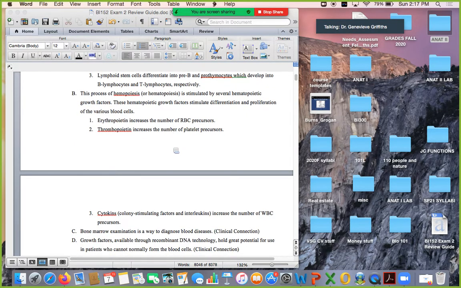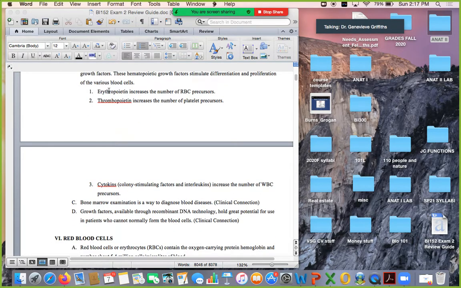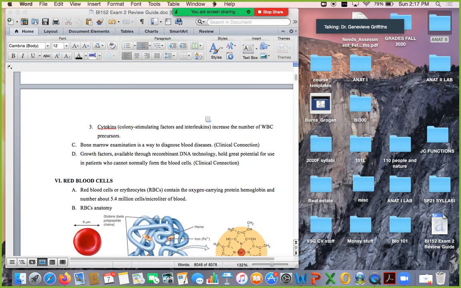So, in order to create these cells, that's called hematopoiesis or hemopoiesis, or the creation of these cells, and that's stimulated by multiple different growth factors. And you don't necessarily need to know which is which, but if you see the poietin, that means it's going to be stimulating the creation of. So erythropoietin would stimulate the creation of erythrocytes, right? Thrombopoietin would stimulate the creation of thrombocytes, which are platelet precursors.